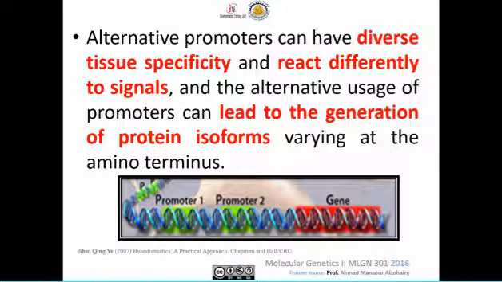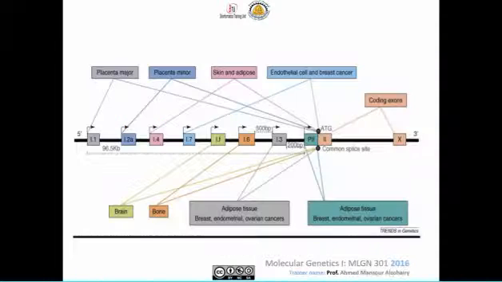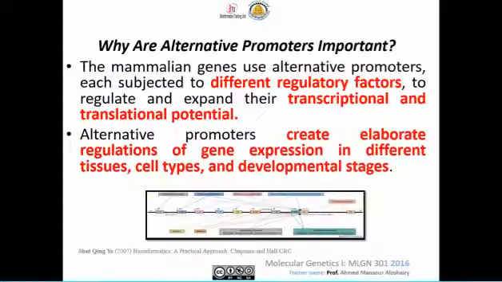So alternative promoter means that the same gene, as we said, has different promoters, and it can have diverse tissue specificity and react differently to signals. In this example, you can see a gene, and that gene has different promoters at different distances from the ATG site, the start coding site. These different promoters control the expression of that gene in, for example, placenta major, placenta minor, skin and adipose, and other different tissues, and the expression of that gene can differ in all these tissues. So you can see that the gene has many promoters, and every promoter controls the expression of that gene in a different tissue.